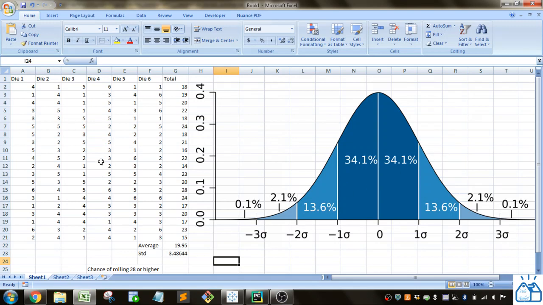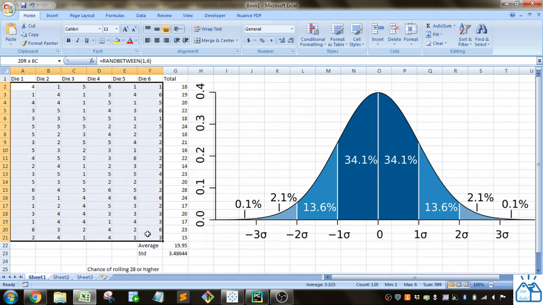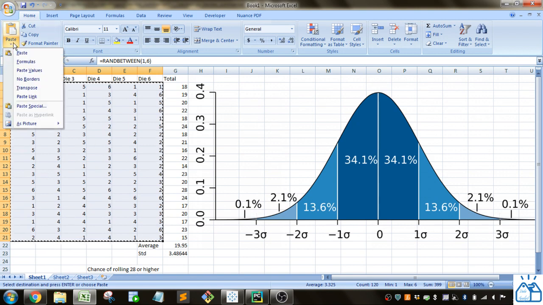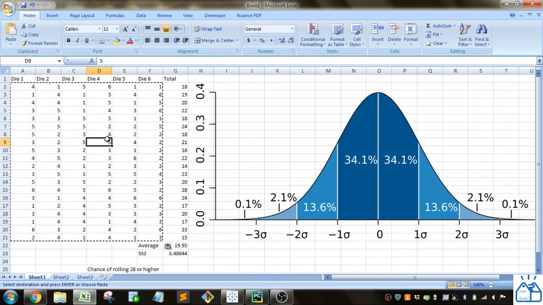So I set up this example. We've got 6 die rolls that I'm simulating here. I'm just using RANDBETWEEN 1 and 6 to simulate a 6-sided die. I'm doing that 6 times, and then I'm summing up the totals. This doesn't change, so I'm just going to copy this and then paste values so it doesn't keep recalculating.